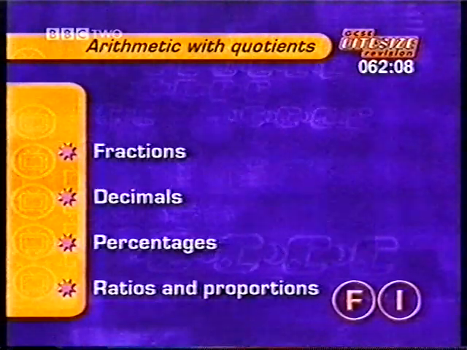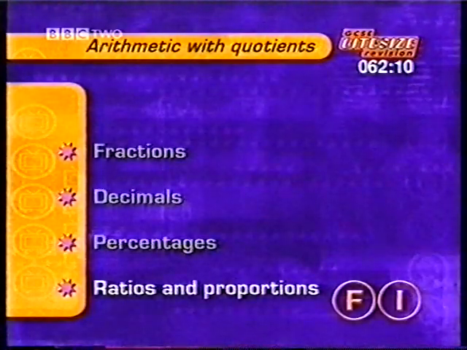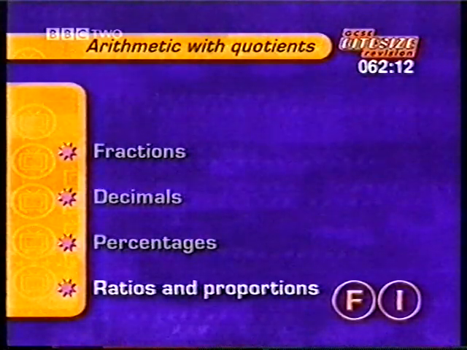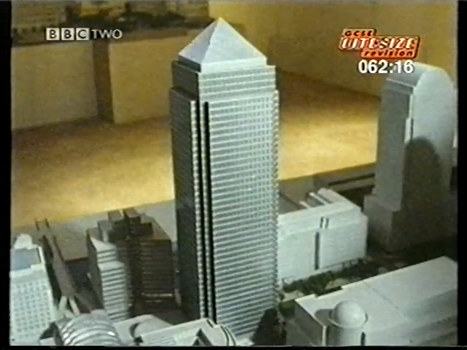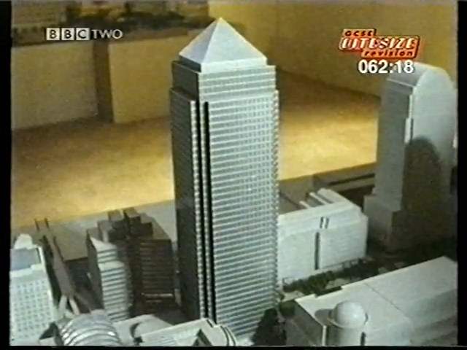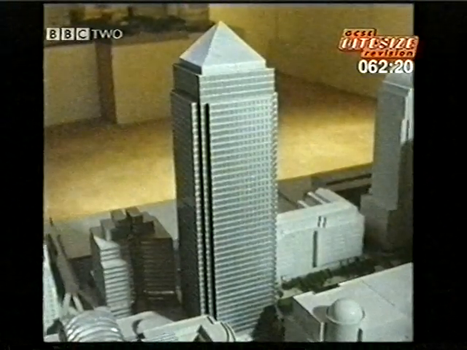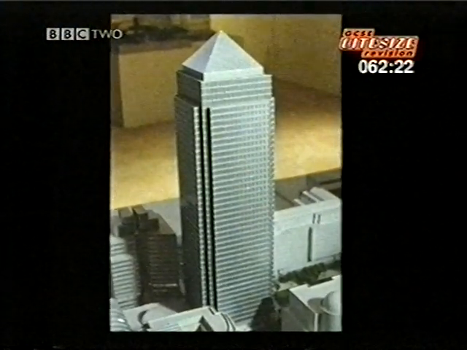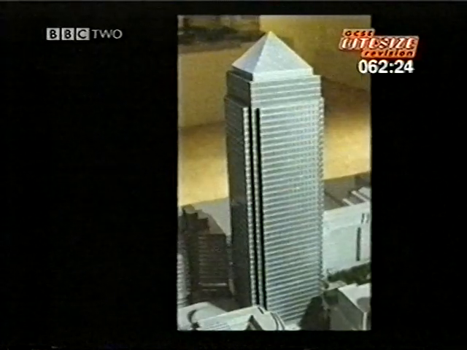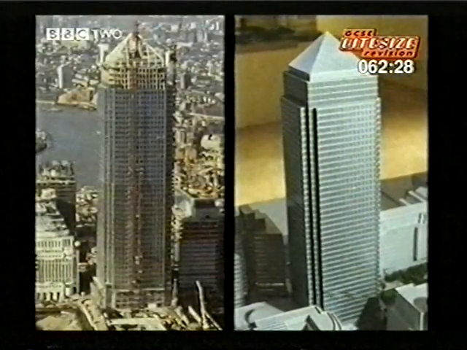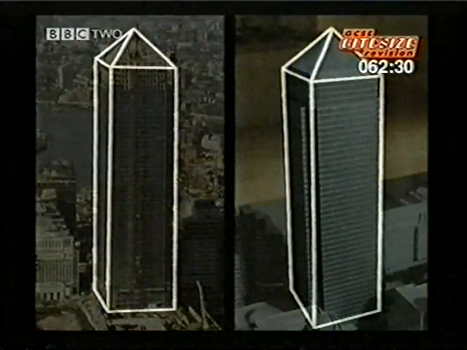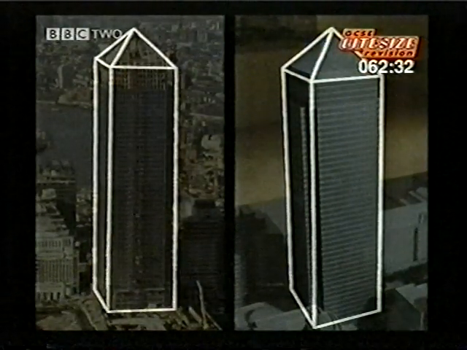Next, arithmetic involving ratio and proportion. This clip is about the different scale models the architects made of London's Canary Wharf office block. In an architectural model, every dimension, height, length and breadth is reduced equally. Everything remains in scale. All the angles remain the same.